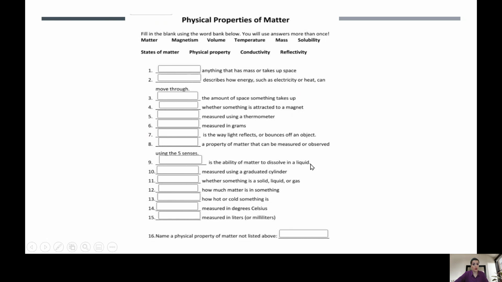The ability of matter to dissolve in another liquid, this is solubility. Measured using a graduated cylinder, this is again the volume. Whether something is solid, liquid, or gas, we're describing the state of matter. How hot or cold the substance is, this is describing the temperature. Measured in degrees Celsius, this is again the temperature. Measured in liters or milliliters, this is volume.